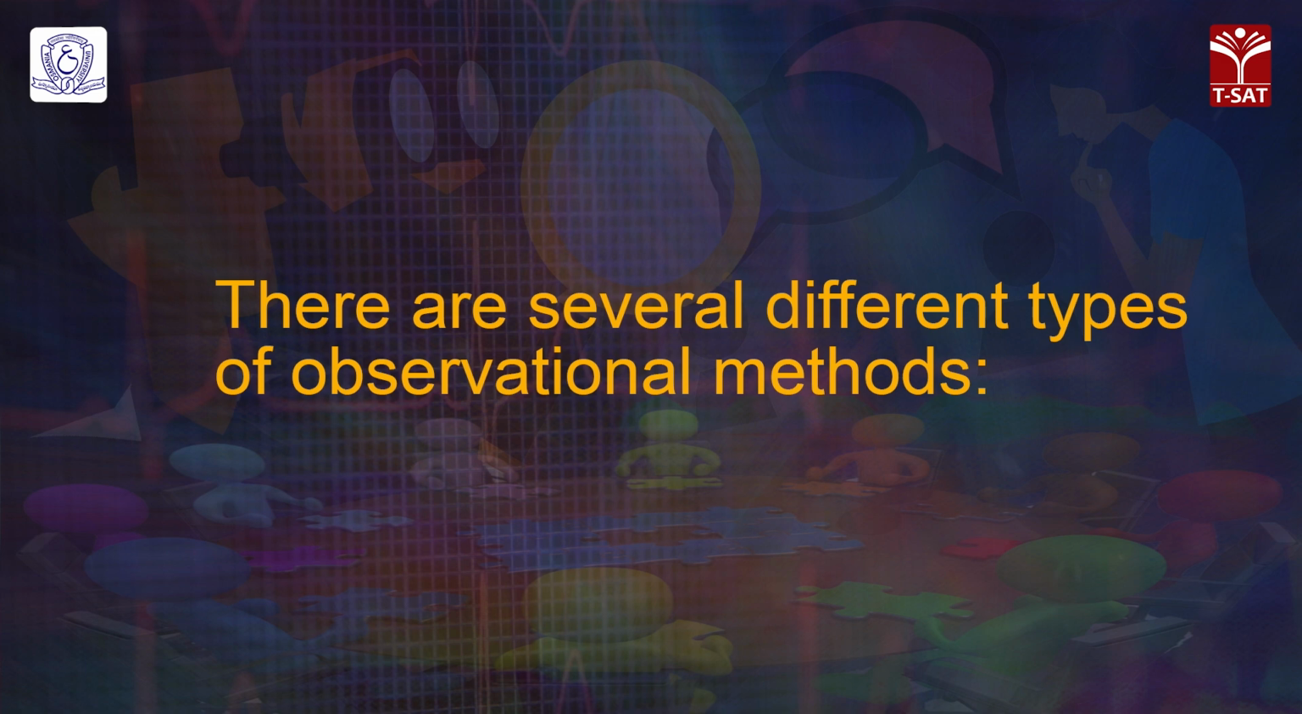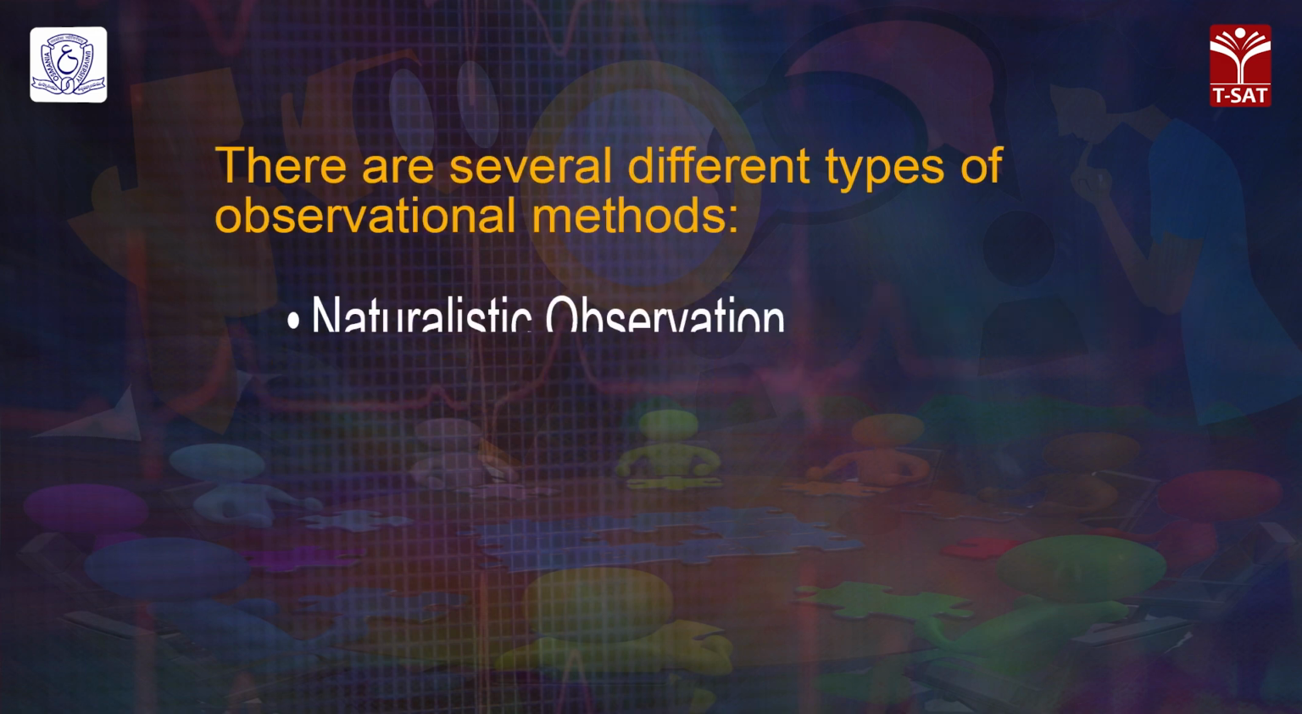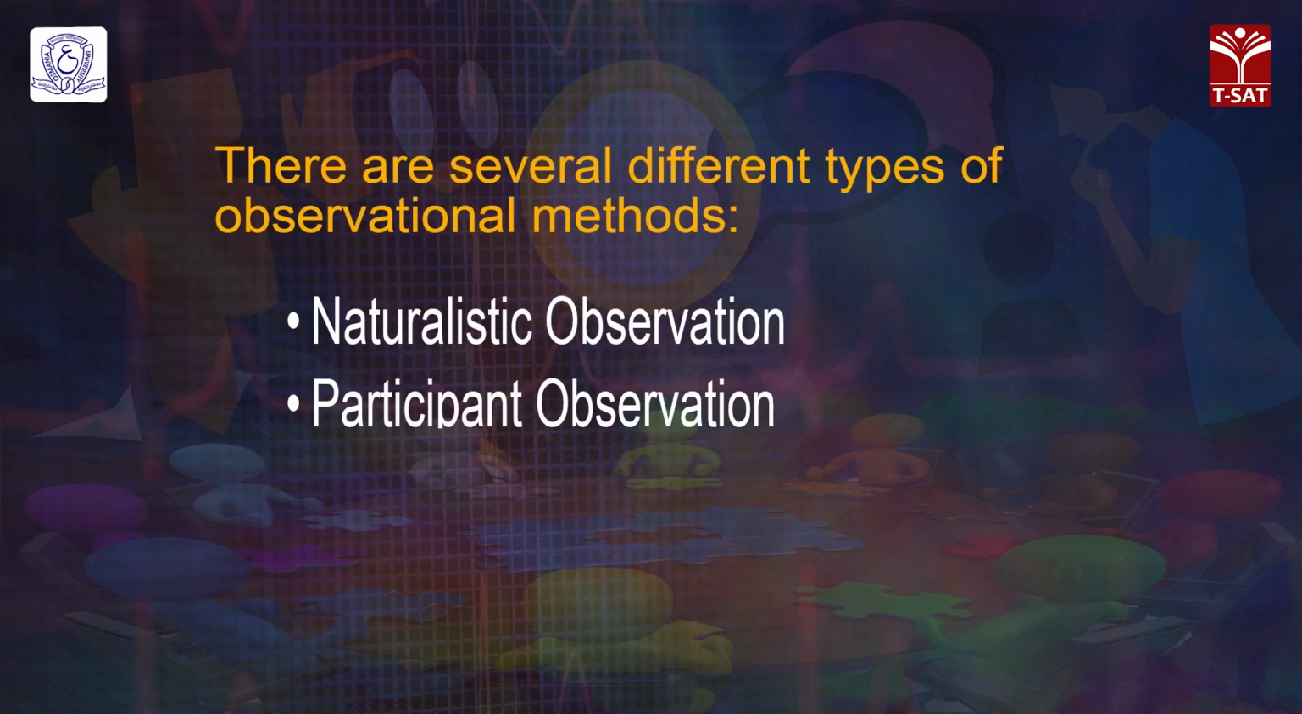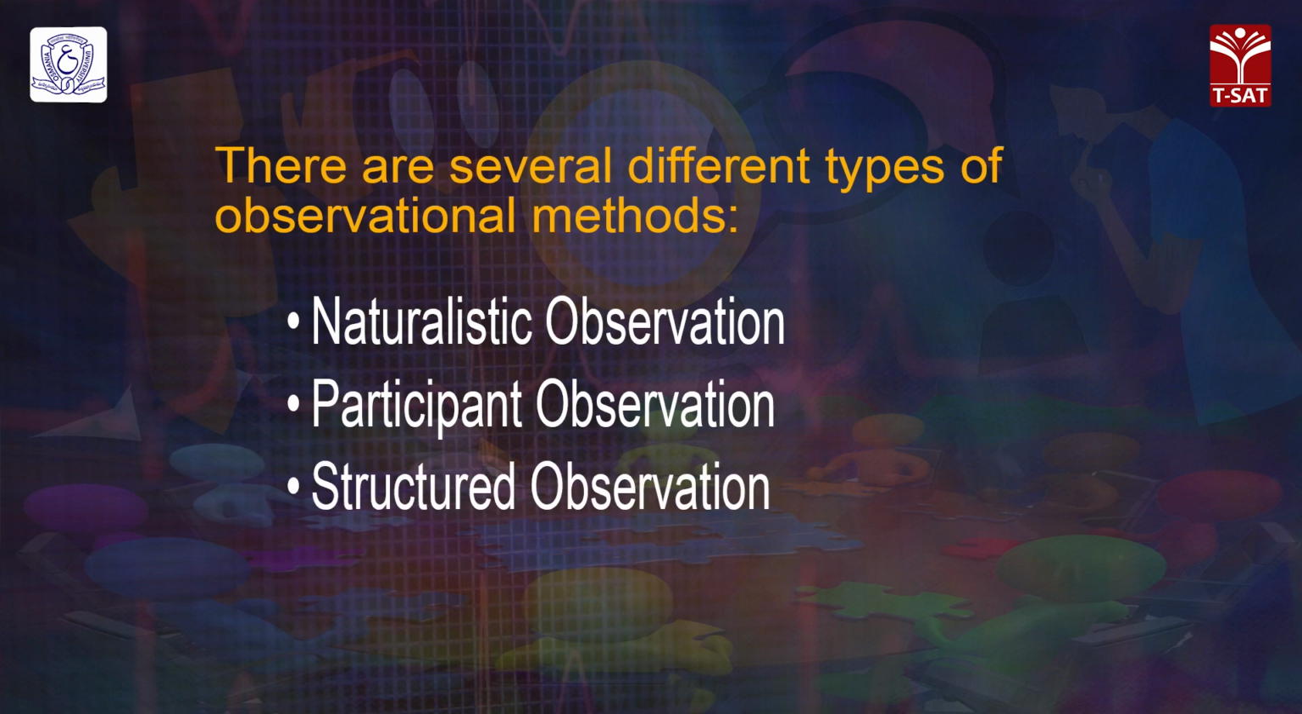Today, we will be discussing them. They are naturalistic observation, participant observation, and structured observation. Naturalistic observation method. It is an observational method that involves observing people's behavior in the environment in which it typically occurs. Thus, naturalistic observation is a type of field research.